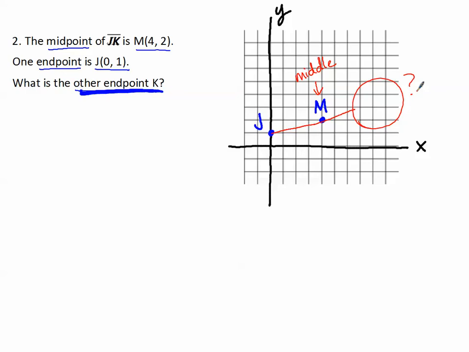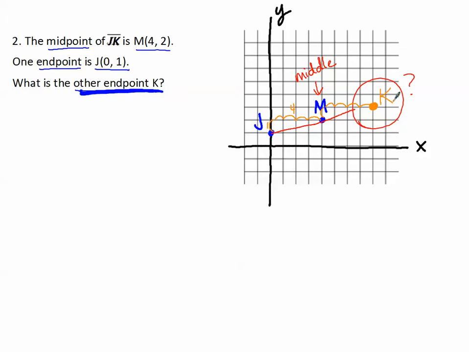Now remember the 2 ways that we did the other problems where we counted? We could do that here too. To go from J to M, I count up 1 block and then over 1, 2, 3, 4 blocks. Well, if this is right in the middle, it means that the 2 halves have to be congruent. So I could count again up 1 block and then over 1, 2, 3, 4 blocks and find my endpoint that way. And there's K.